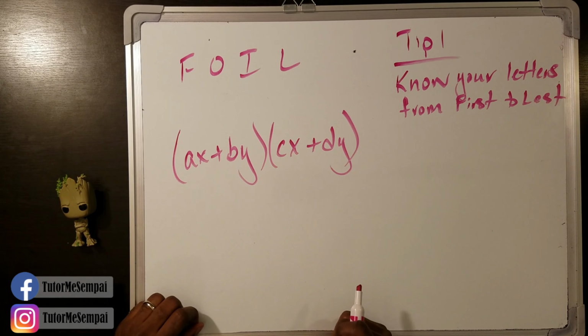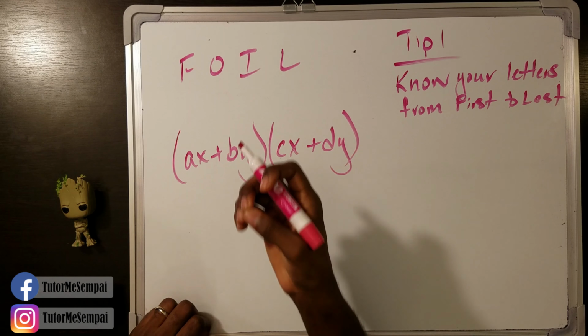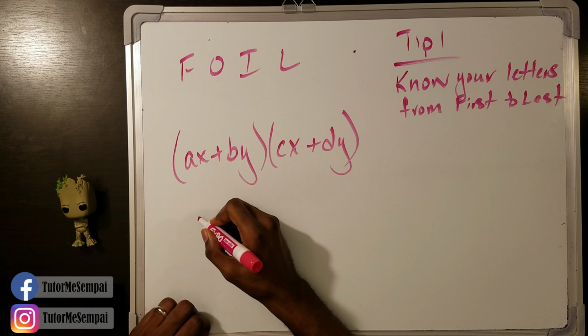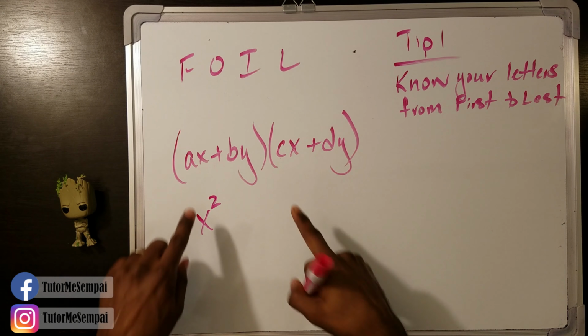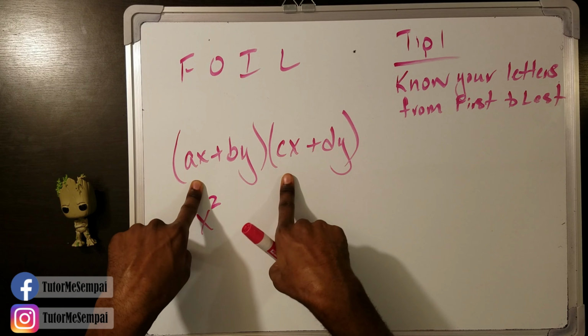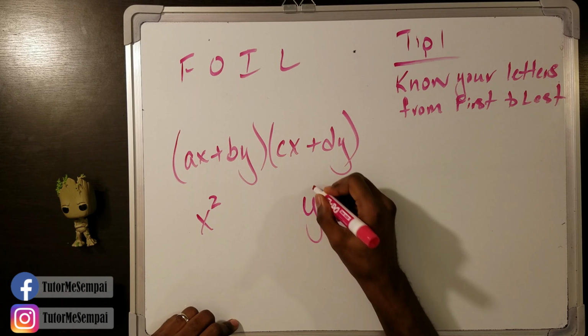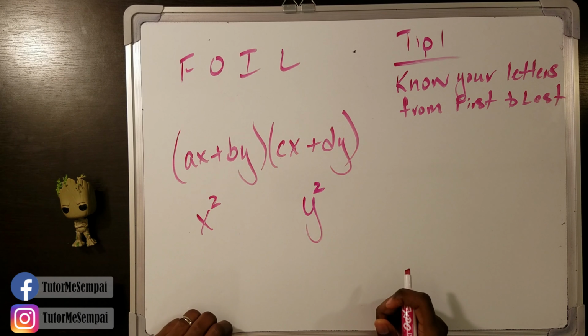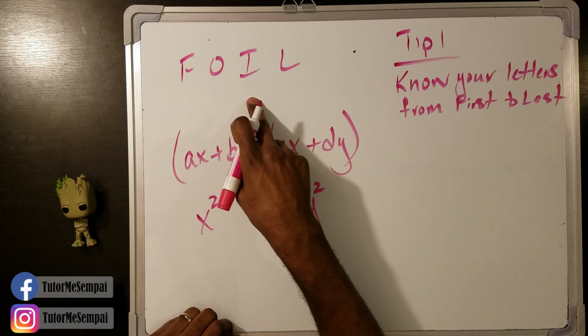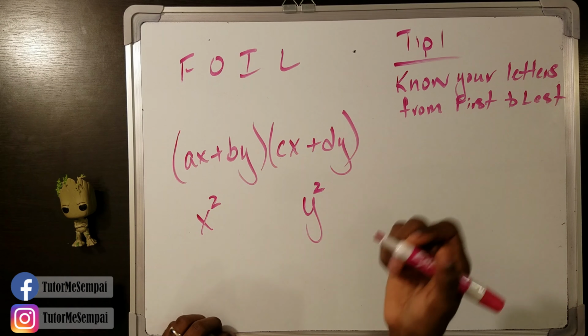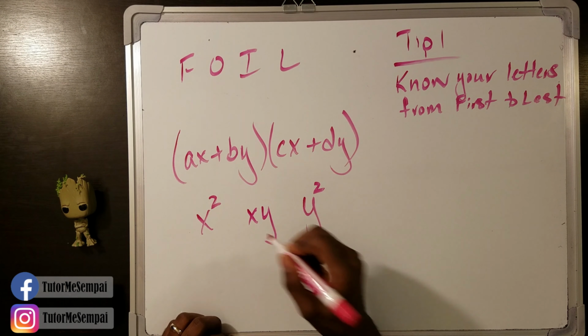So let's say you have something like this. I know from the first part of my FOIL that it's going to result in something with an x squared, just because my x's are here. I also know that my last is going to result in something with a y squared because my y's are here. And my outer and inner, when you combine everything, I'm going to have a mixture of both.